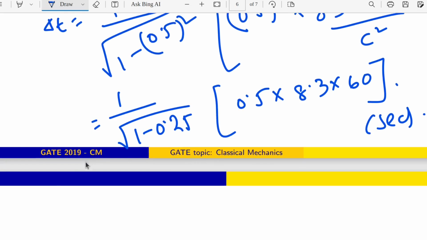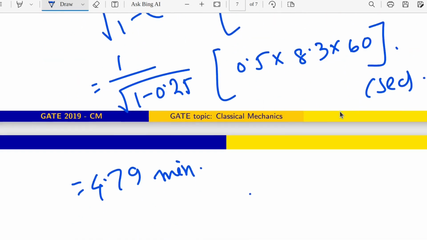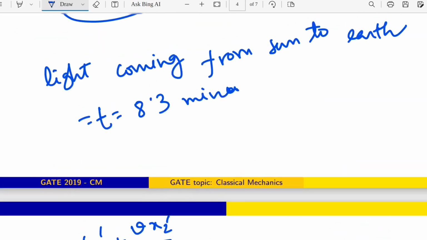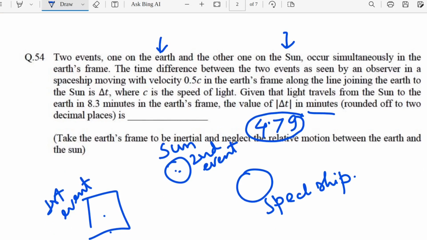Now if I calculate delta t equals 1 over root of 1 minus 0.25, times 0.5, times 8.3 times 60 with the help of a calculator, it comes as 4.79 minutes. So the answer is that the value of delta t in minutes is 4.79.